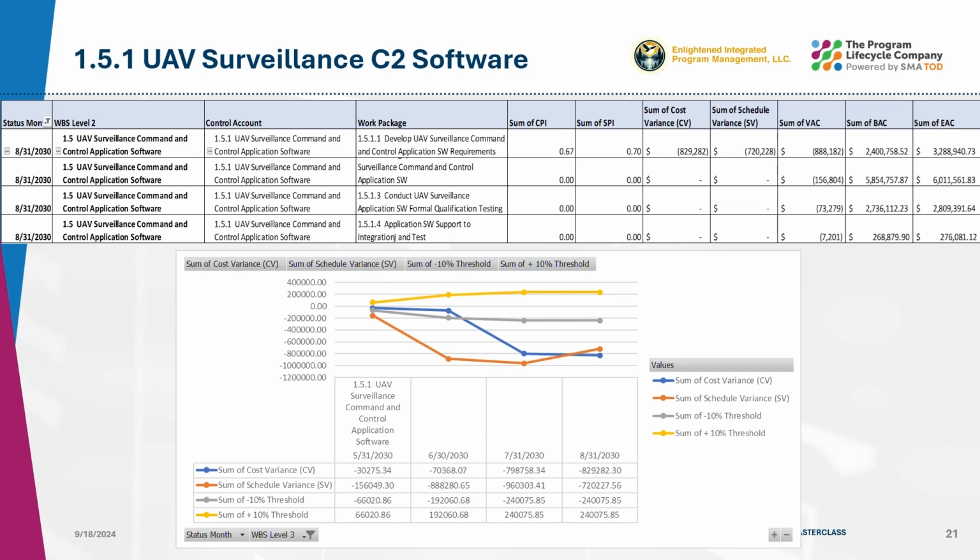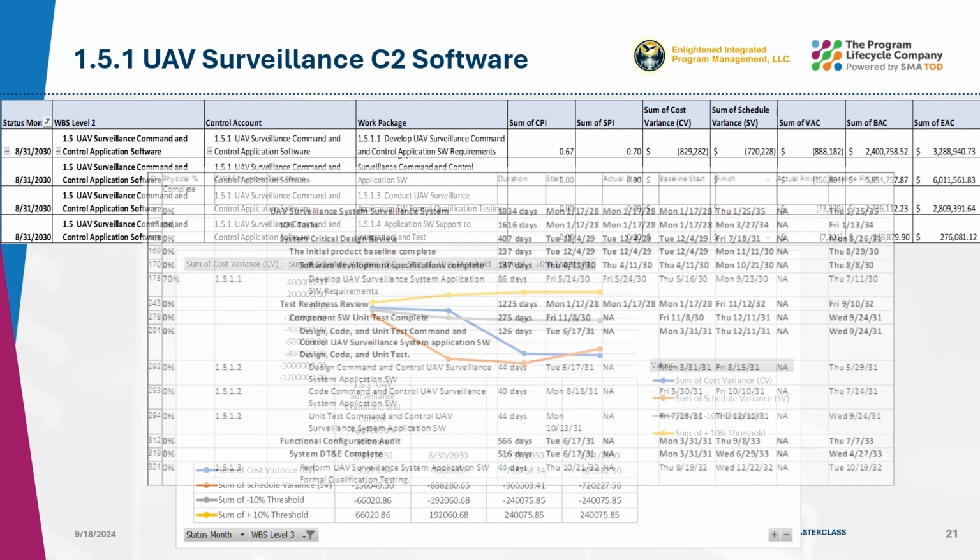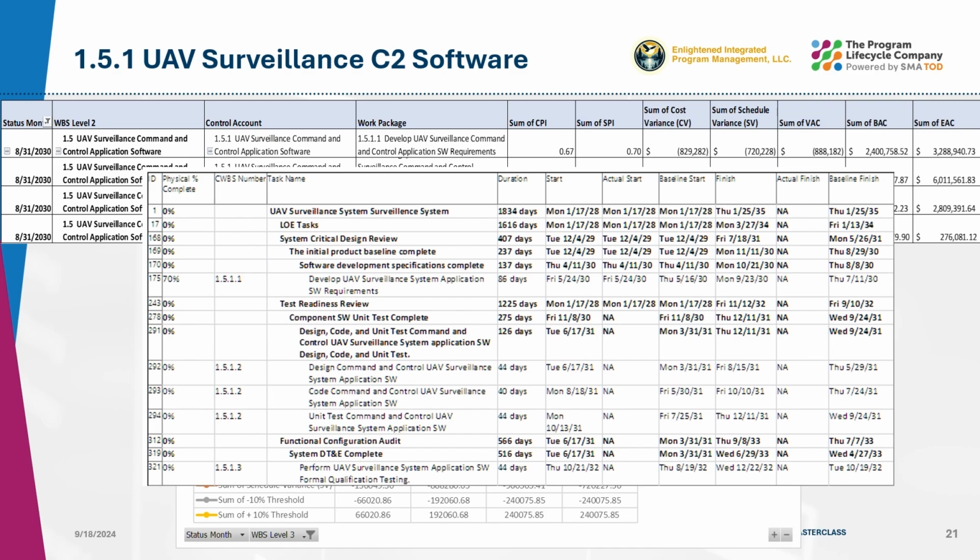You see that one work package is experiencing significant cost and schedule variances and a variance at complete. A quick look at the IMS shows that only one work package has started and is projected to end 2 months late to baseline. The UAV surveillance command and control software is clearly struggling and will require management attention. For the sake of time, we will not investigate this issue today. Instead, we will focus on understanding the sensor issues.